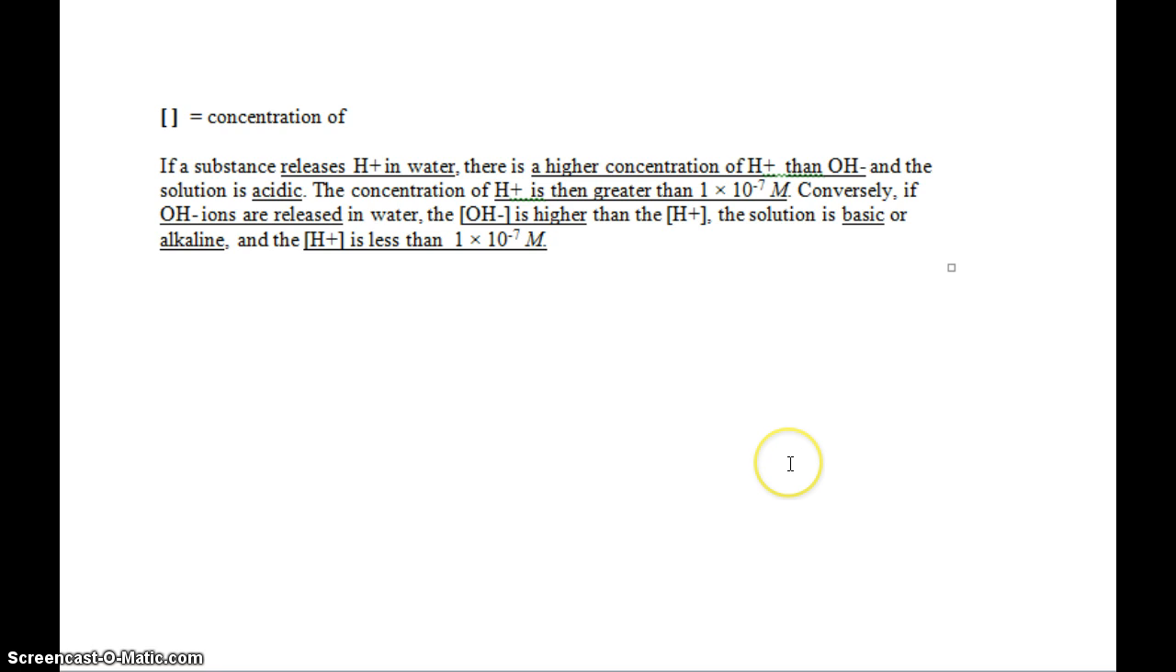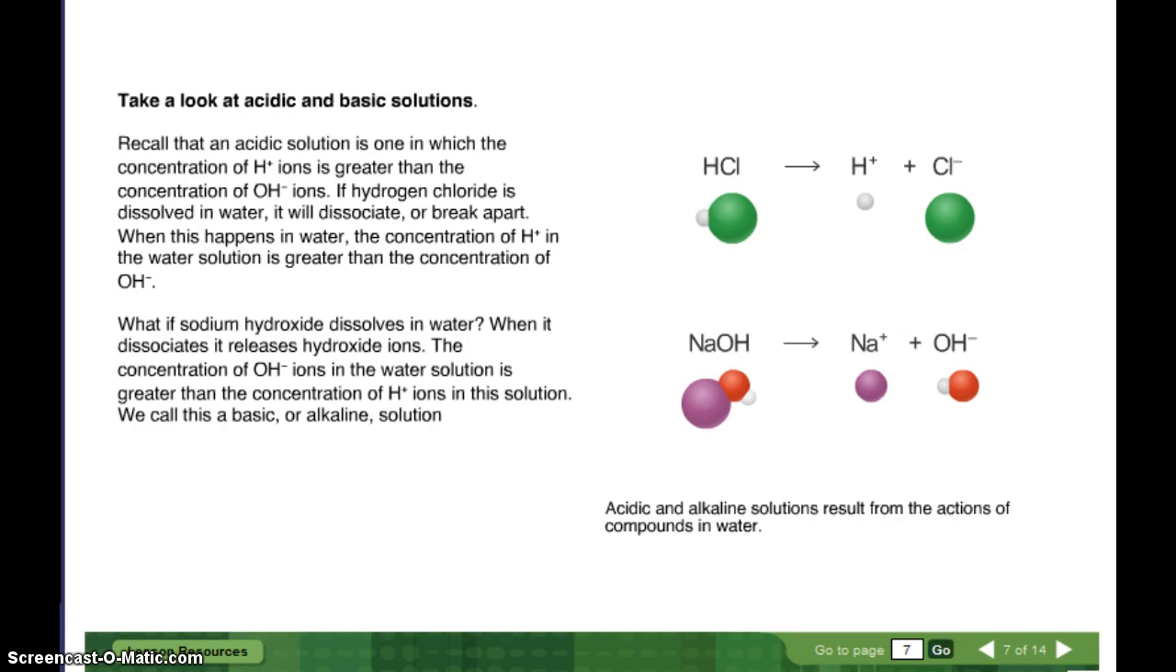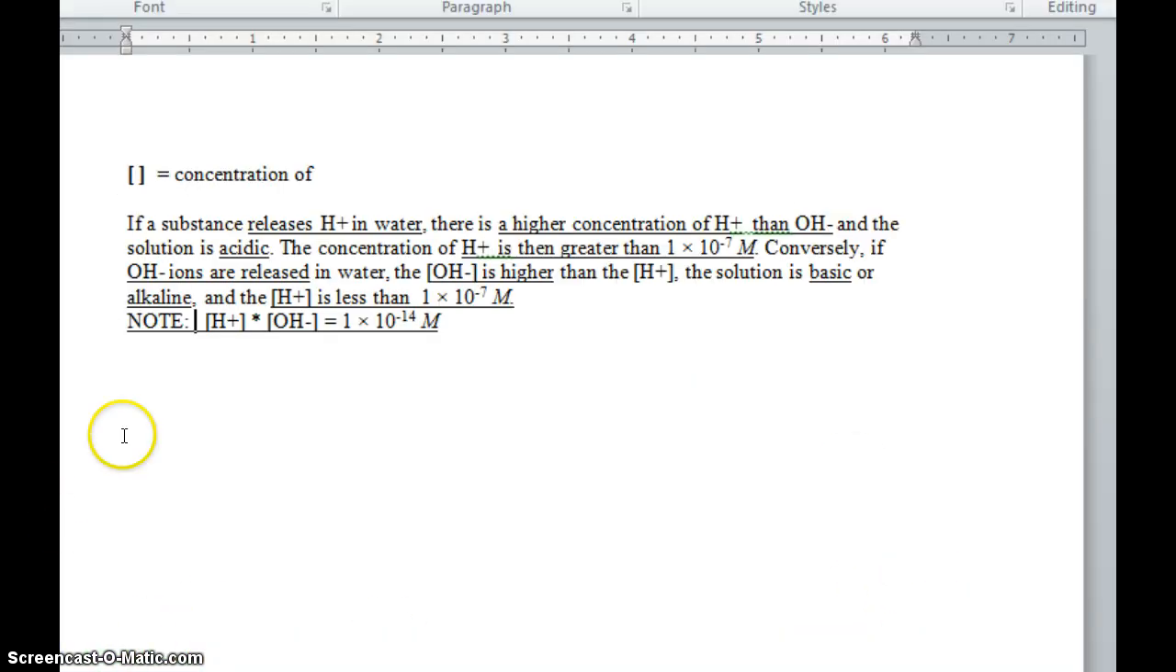Conversely, if hydroxide ions are released in the water, the concentration of hydroxide ions is greater than the concentration of hydrogen ions. The solution is basic or alkaline, and the concentration of hydrogen ions is less than 1 times 10 to the negative 7th molar. We also want to note that when we multiply the concentration of hydrogen ions times the concentration of hydroxide ions, it's going to equal 1 times 10 to the negative 14th molar.